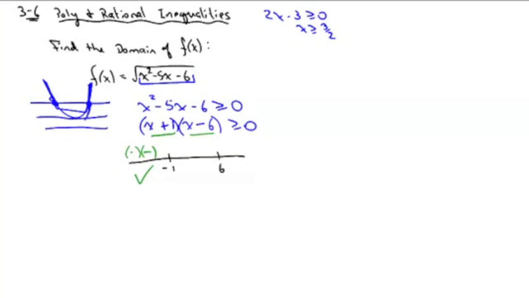0 is a good one. If you plug in 0 to the first one, it's positive. If you plug in 0 to the second one, it stays negative. Positive times a negative is a negative. Oh, that doesn't work. That's not greater than or equal to 0.